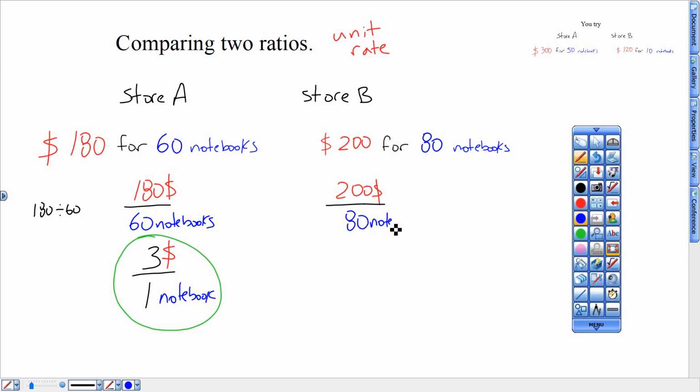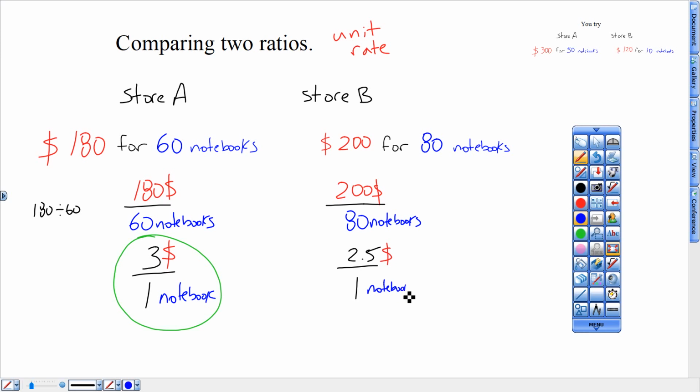So if I divide over here, 200 divided by 80 gives me 2.5. And again, that's not just a plain number. Any whole number in the universe is over 1. That is $2.5 for every one notebook.